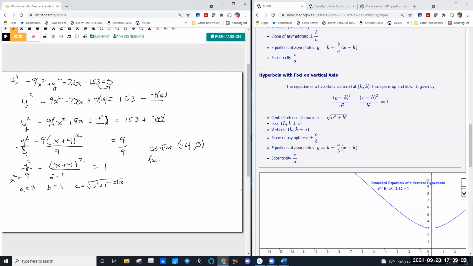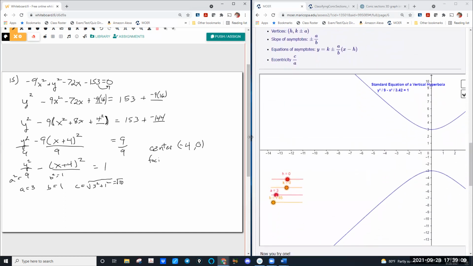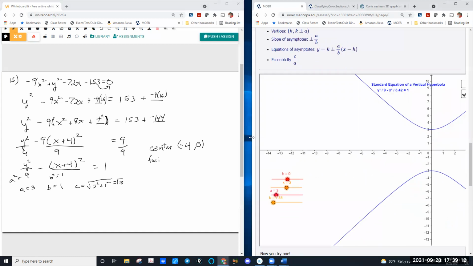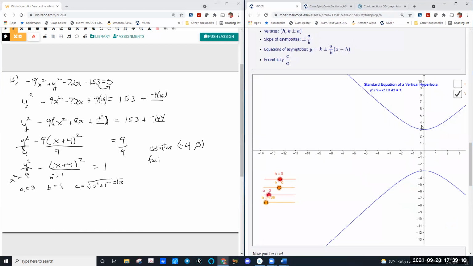What we're doing is, again, this is one that opens up and down. And bring this just over just a little so you can kind of see. We'll match it up here with the one on here in just a sec. But so what have we found? We found the center. The foci are going to lie above and below the center. So we're adding and subtracting root 10. So there's (-4, positive root 10) and (-4, negative root 10).